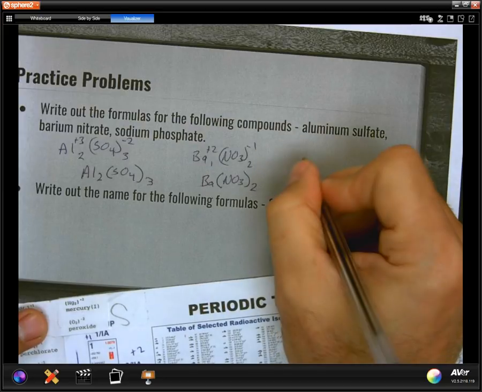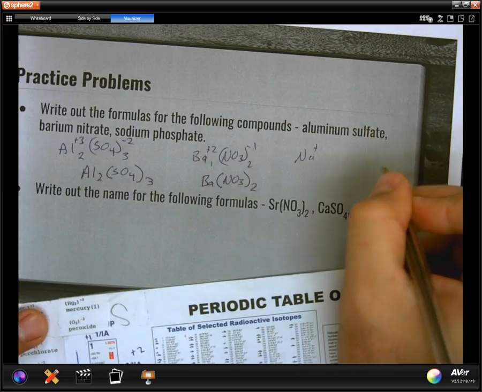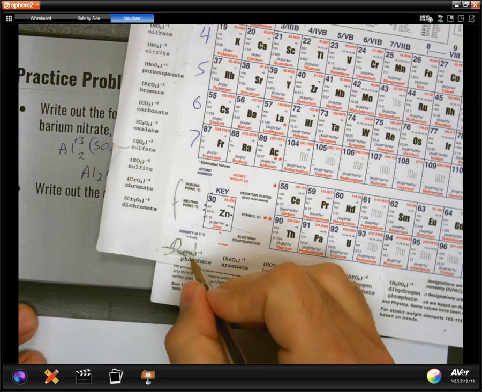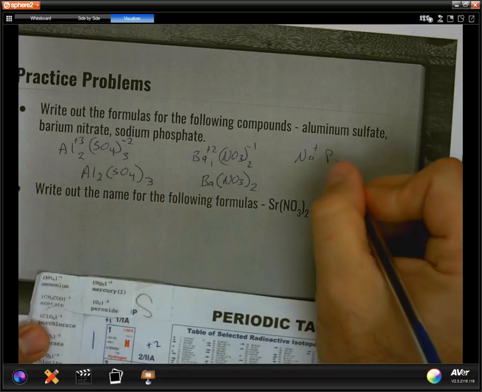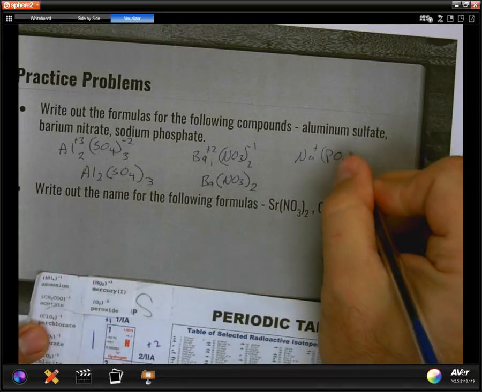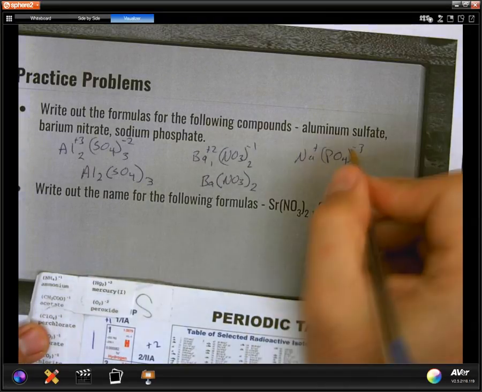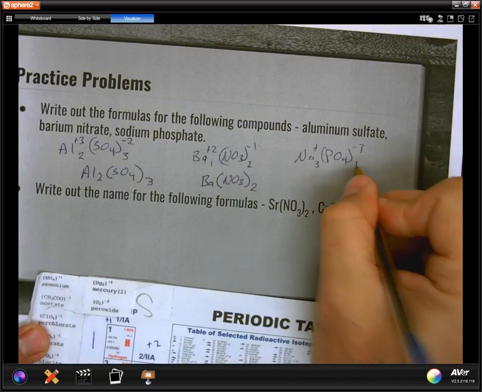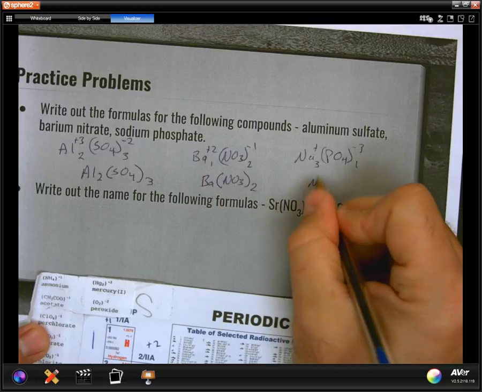Last one, sodium phosphate. Sodium plus phosphate is a P right here. PO4 with a -3 charge. Now again, we just cross the absolute values. 3, 1. Now I rewrite it, clean it up.